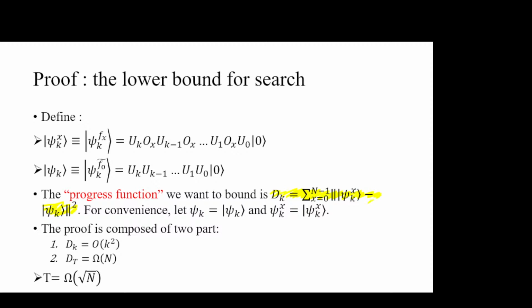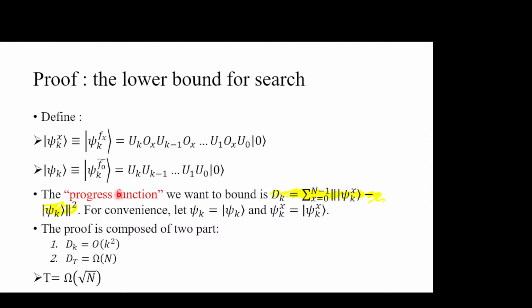So we have this distance, and as we say, we want to sum over all pairs. We sum over, not k, we sum over x, from 0 to m minus 1, so all possible locations of the marked item. So psi xk minus psi k squared, summed over all possible x. And this is a kind of progress function we want to check. And we call this thing dk.